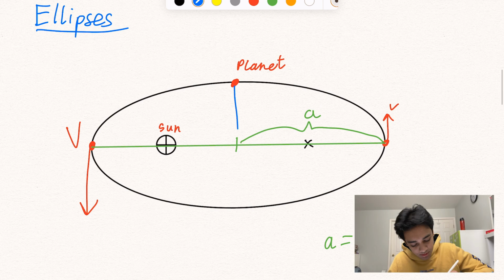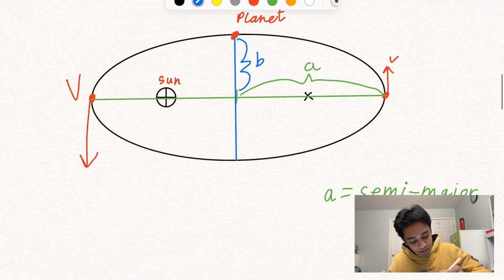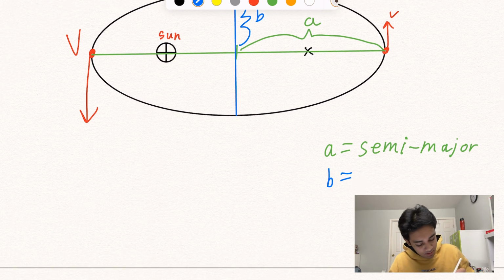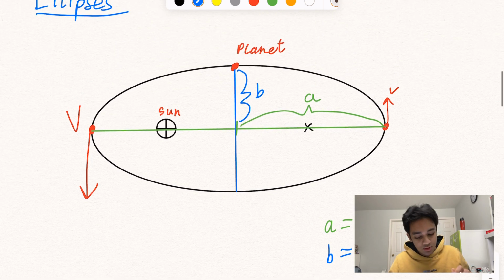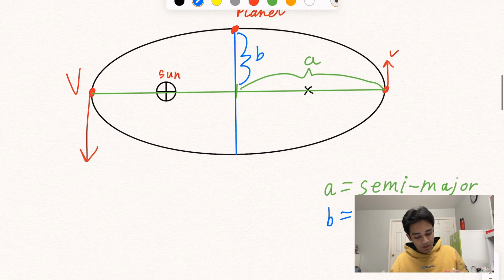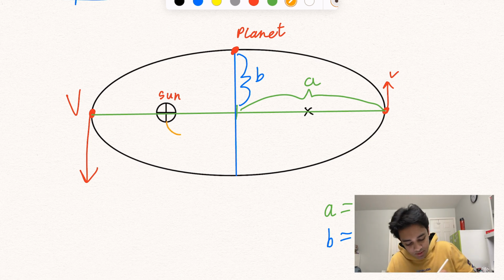Similarly, we have something going along the vertical, right? We're going to have this called the semi-minor axis. So we have a semi-minor axis, where the minor axis is usually less than the major axis. Now we also have this distance from the sun to the exact center of the ellipse, and we call this c.